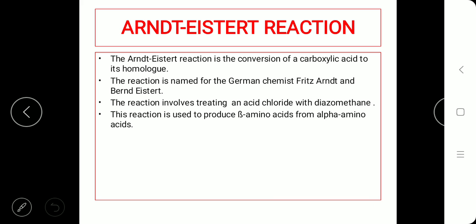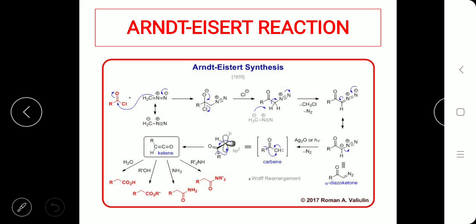So the Arndt-Eistert reaction is a clue for you in the exam: if they're giving a substrate and directly a product which has an extra carbon atom, then it means this reaction is involved. Now let us look at the mechanism.